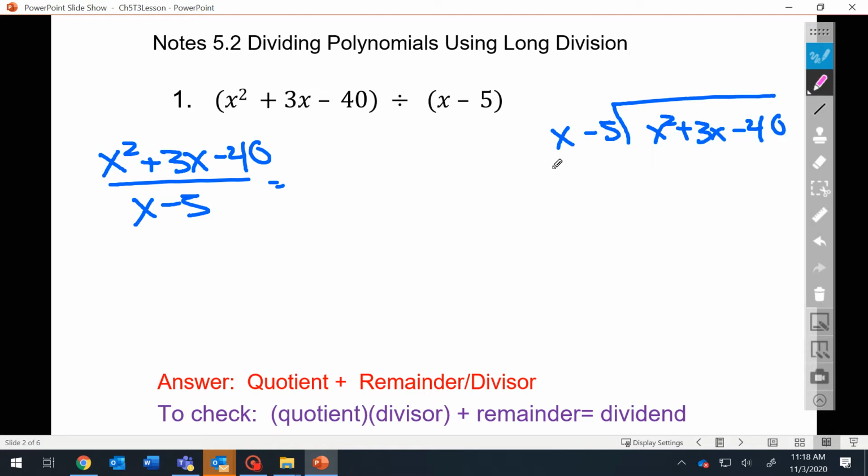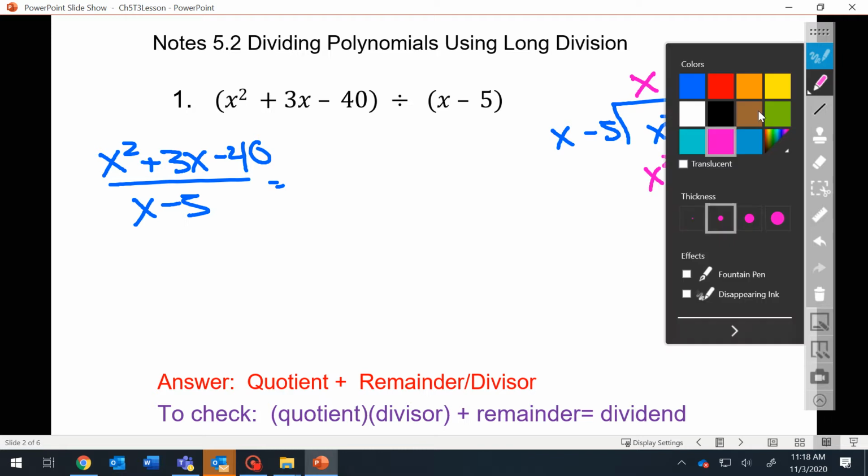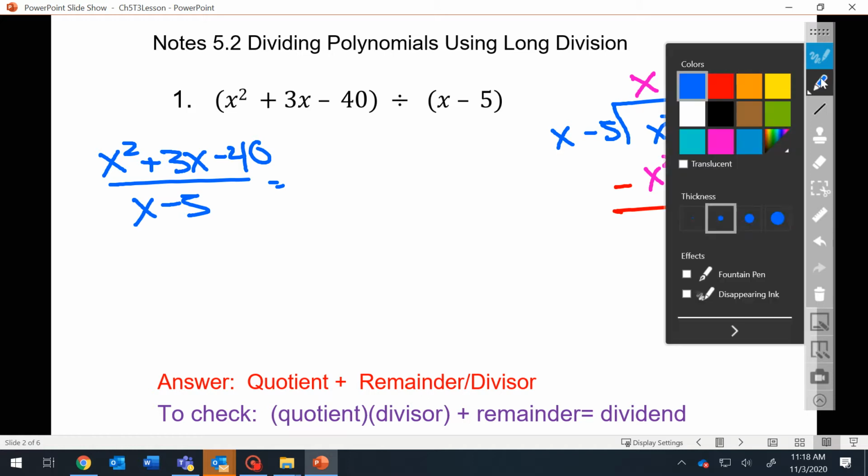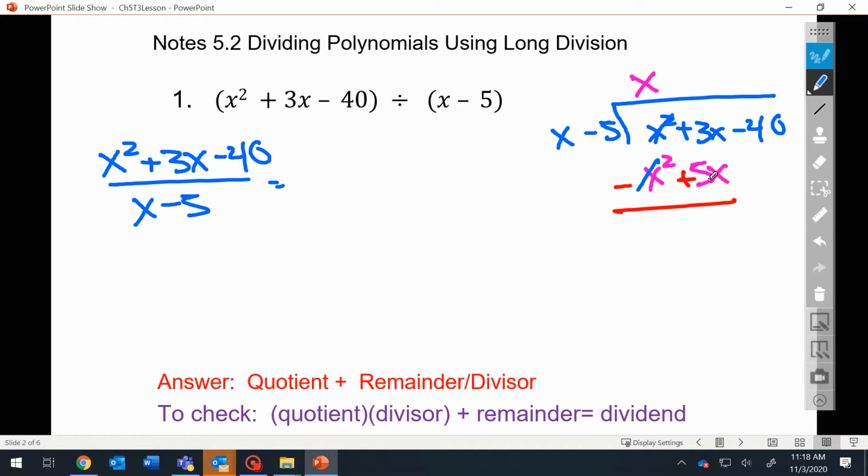So we ask ourselves, how many times does x go into x squared? x times x is x squared, and negative 5 times x is negative 5x. Now, we're subtracting, so we change the signs. The x squared becomes negative, the 5x becomes positive. These cancel, and then 3x plus 5x is 8x, and we bring down the minus 40.